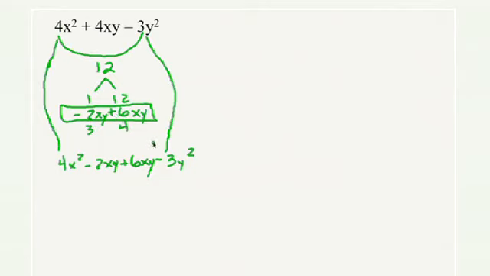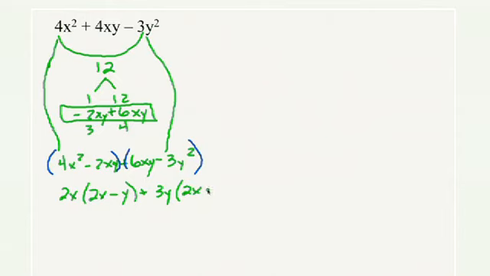So, from here, we're now going to do our grouping method. Group the first two and the last two together. Out of the first two, we can take out a 2 and an x. And that leaves us with 2x minus y. Out of our last two, we can take out a positive 3y. And again, we should get the exact same parenthesis here.